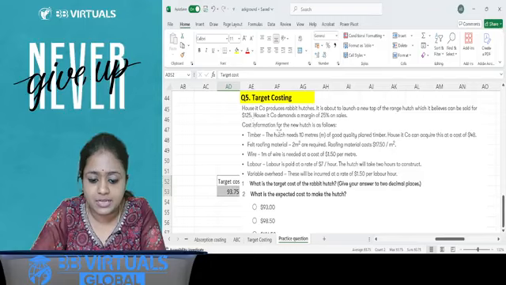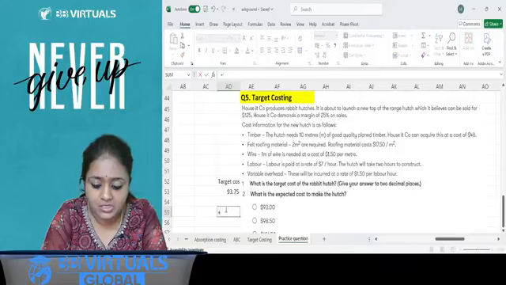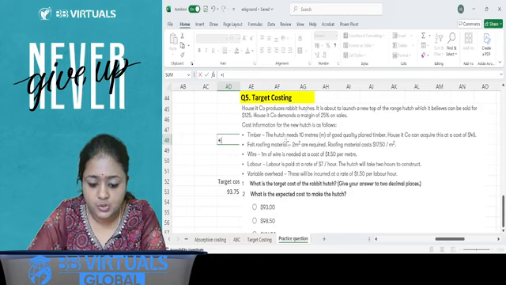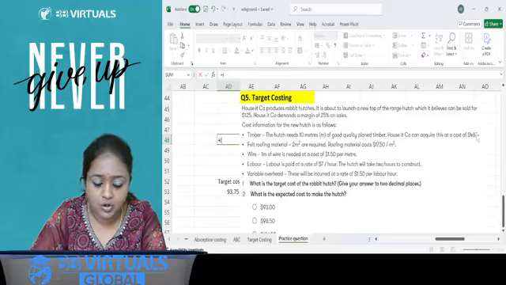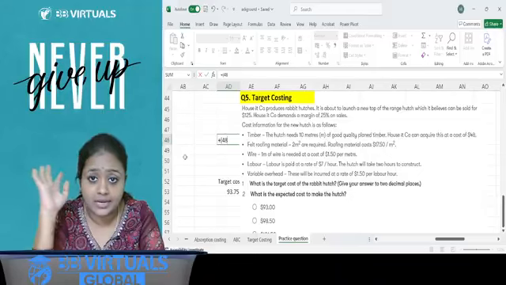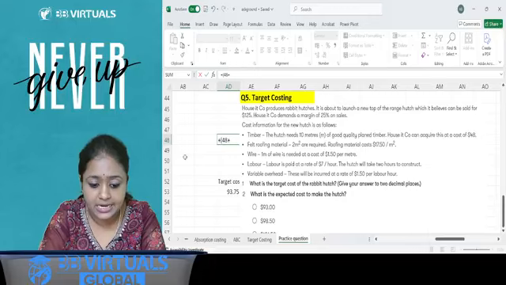Okay, now let's go to number 2. Cost information for the new hutch is given below: timber, felt roofing material, wire, labor, variable overhead. What is the expected cost? Let's calculate the expected cost. The hutch requires 10 meters of timber. House It Company can acquire this at a cost of 48. So the total cost to acquire is 48, not 48 into 10. It says that it can acquire these 10 meters at 48. So we will apply 48 here.